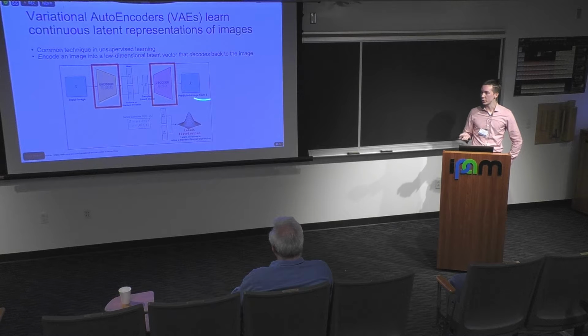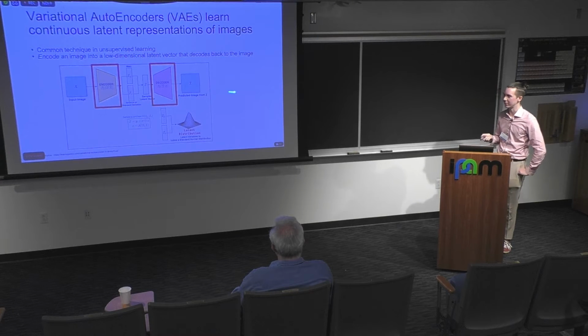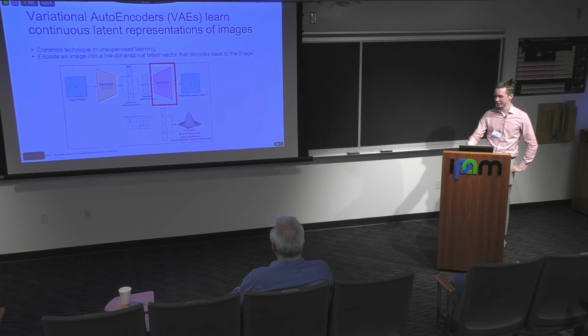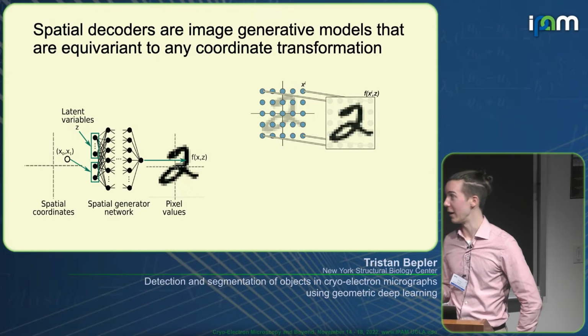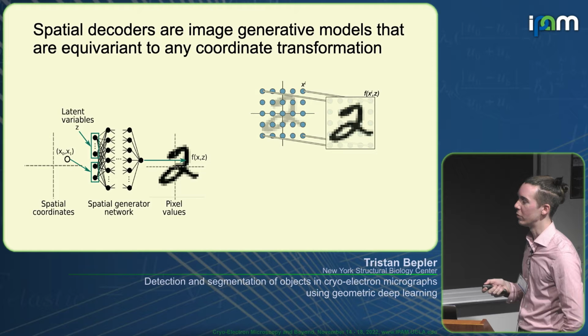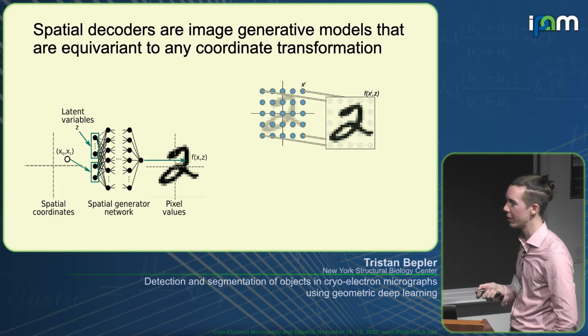What's really important in these frameworks is how you choose the encoder and the decoder. This is the secret sauce: what neural net architecture or algorithm am I going to use to do this? I'm going to start by talking about the decoder. Hopefully this won't be boring since you've already heard lots about the CryoDRGN decoder. But basically, we can choose a decoder that is equivariant to any coordinate transformation by parameterizing an image through this neural network, right?